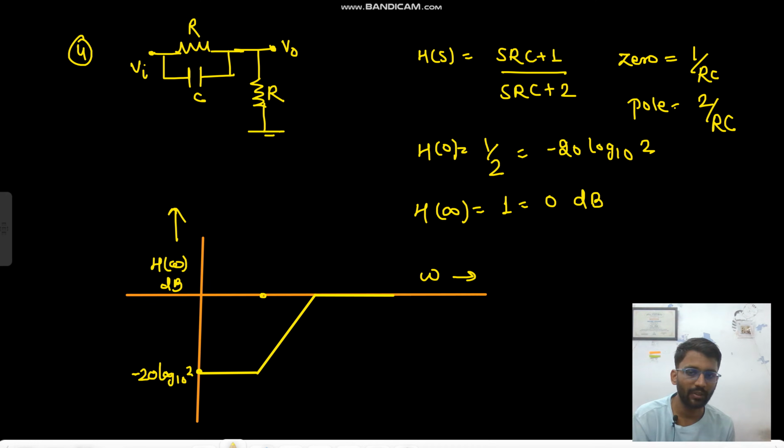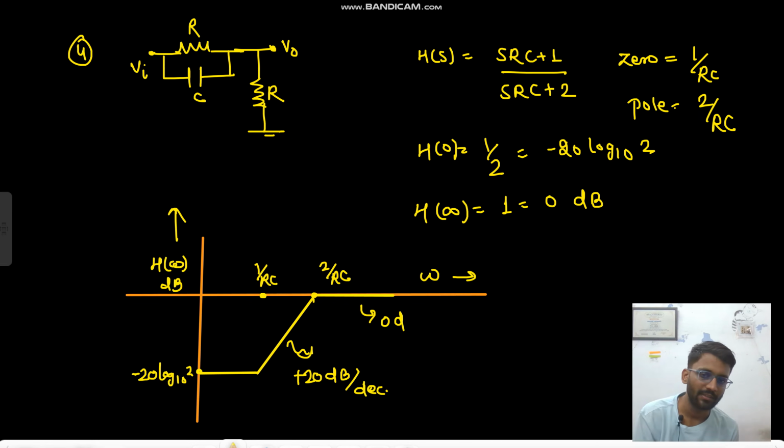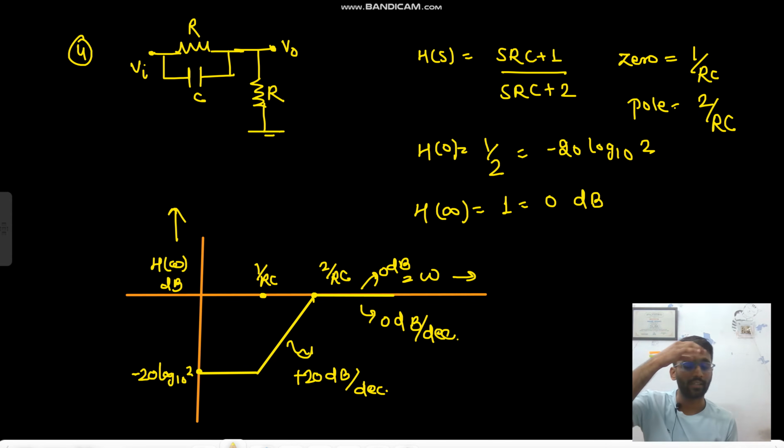So this point is 1 by RC, because we had a 0 here, and this point will be 2 by RC. Here we had plus 20 dB per decade gain, and here we had 0 dB per decade slope. Okay, and the gain here is 0 dB. So I hope you are getting the concept here.